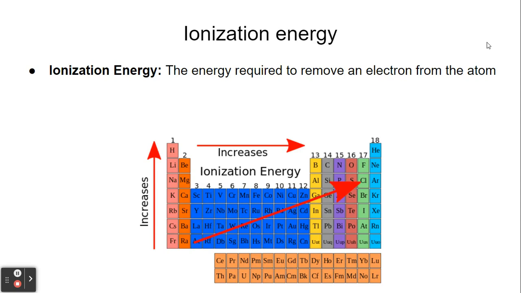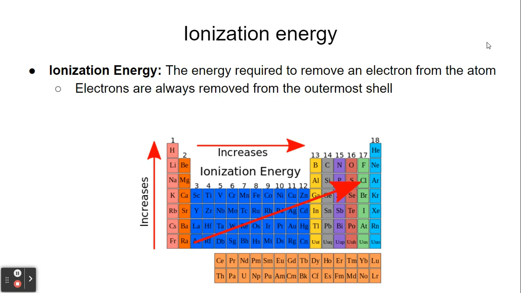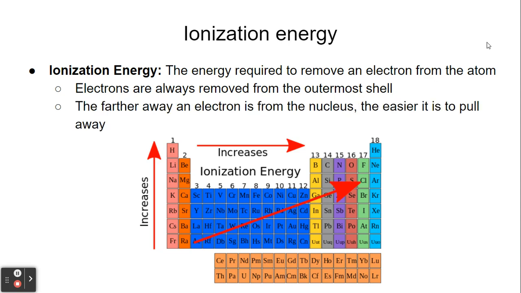The definition for ionization energy is the energy required to remove an electron from the atom. Electrons are always going to be removed from the outermost or valence shell. The farther away an electron is from the nucleus, the easier it is to pull it away. We saw this from our coulombic attraction activity: when we increase the distance from the positively charged nucleus, the force was smaller. Since that nuclear force is smaller, it's easier to pull electrons that are very far away from the nucleus off of that valence shell.